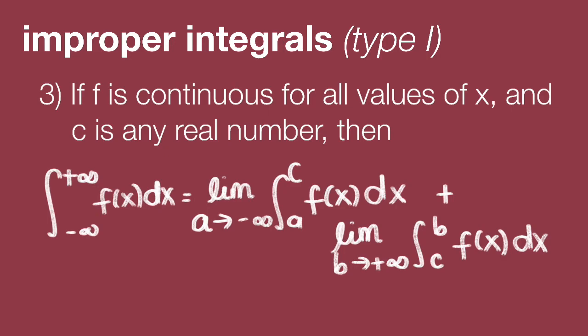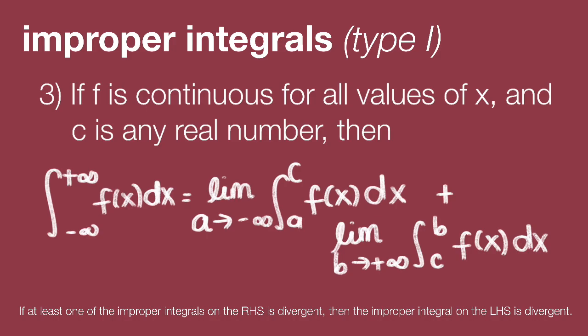Tapos, apply number 1 and number 2 to each of the integrals. So, you get the limit of the integral of f from a to c as a approaches negative infinity plus the limit of the integral of f from c to b as b approaches positive infinity. So note that if at least one of the improper integrals on the right-hand side is divergent, so kahit isa lang dyan makuha kayo ng positive or negative infinity sa limit, then automatically yung improper integral sa left-hand side ay magiging divergent na rin.